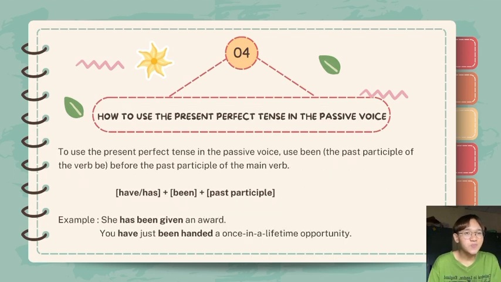Next, how to use the present perfect tense in the passive voice. To use the present perfect tense in the passive voice, use been, the past participle of the verb be, before the past participle of the main verb. For example, she has been given an award. Second example, you have just been handed a once in a lifetime opportunity.